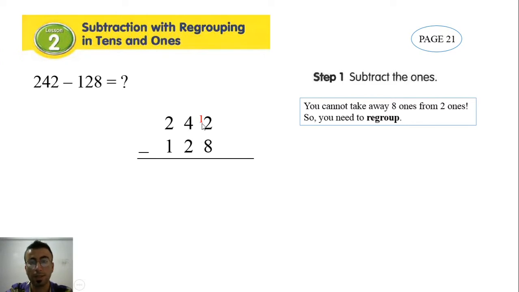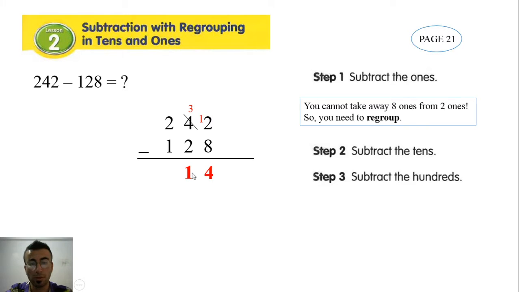Let's write it down here. And what's left here? 3 tens, right? Because we take 1 ten from here. Okay? Then 12 minus 8 equals 4. 3 minus 2 equals 1. And 2 minus 1 equals 1. 114. Okay? Let's see the next slide.